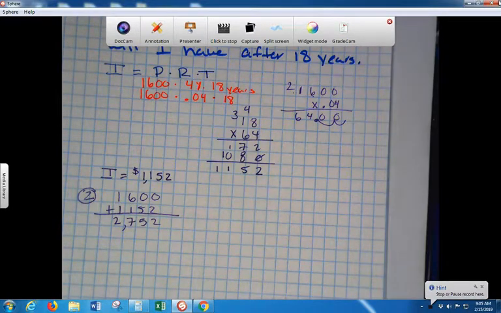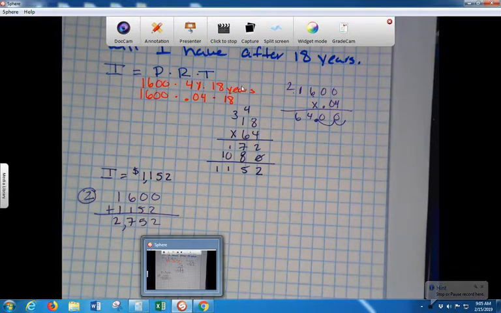Can the interest, can the percent go to 100?